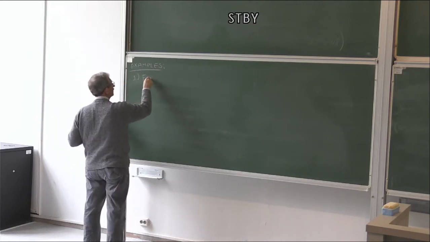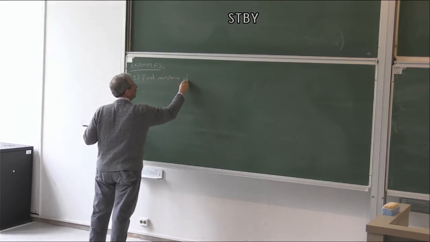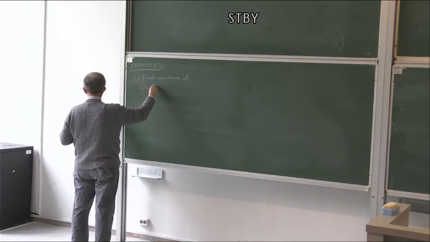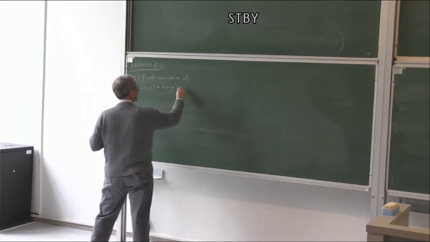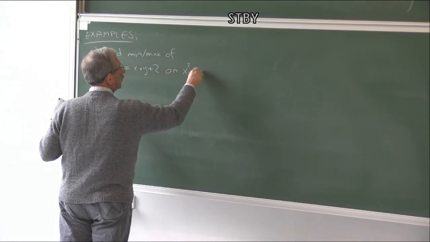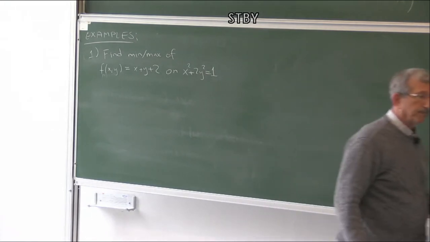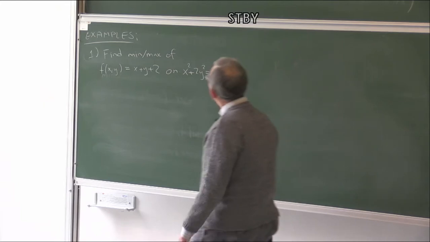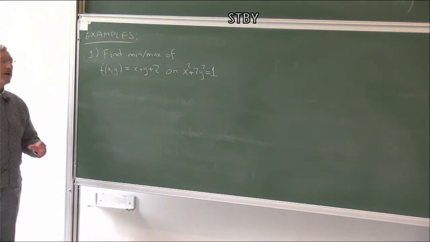Let us find the minimum and maximum of the function x plus y plus 2 on the curve x squared plus 2y squared is 1. As we will see quite soon, the geometry is quite simple, but we will, of course, use Lagrange's method.